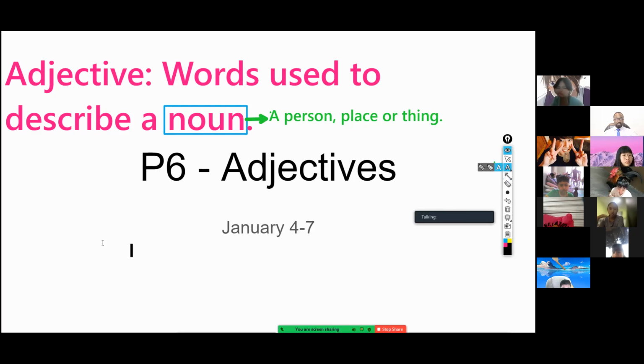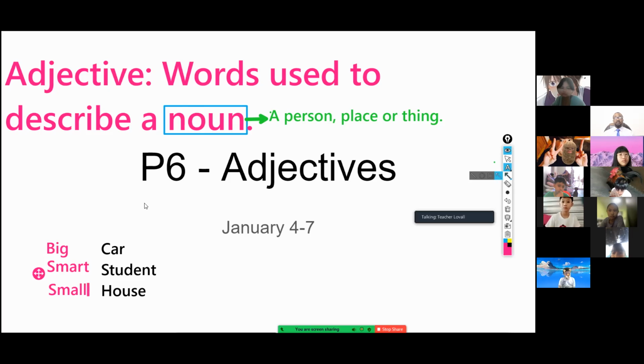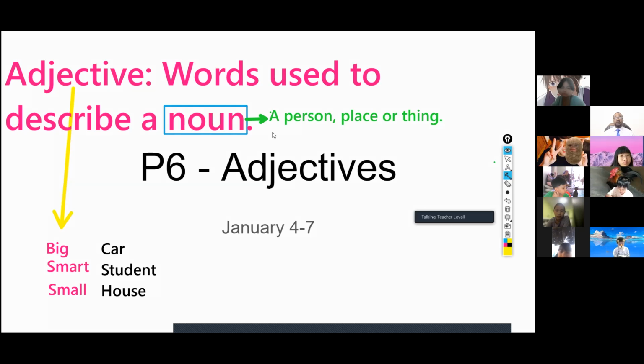Okay, awesome. All right, so I'm going to write some nouns here. We have car, we have, let's say, student, and let's say house, okay? So these are nouns. Now, if we're going to use an adjective to describe them, we can say things like a big car, okay? Or we can say smart student, or we can say, let's say a small house, okay? So remember, these terms right here are what we call adjectives, okay? So adjectives, big, smart, small. Nouns will be right here, car, student, house.